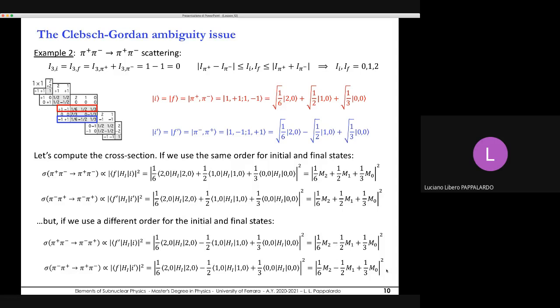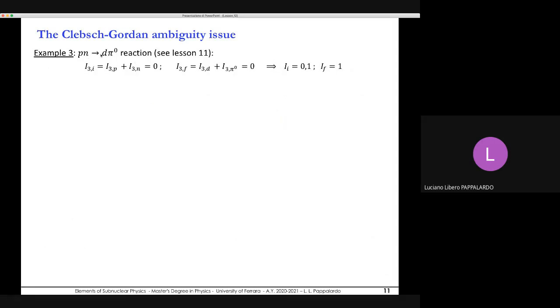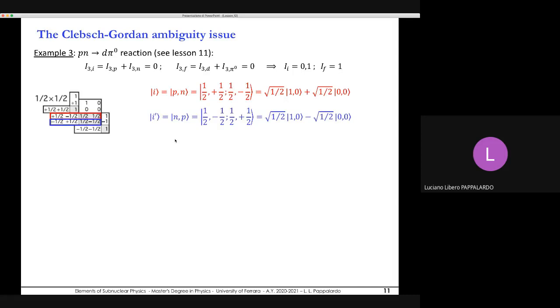What about now other processes, such as a reaction, for instance? So this reaction we already discussed in lesson 11, so you can find it in your notes. So the total isospin third component is 0 for the initial and final state, and then we have 0, 1 for the initial state and 1 for the final state, if you remember. So this is again our table, and again we can write down our states in the way we already showed before for the proton-neutron or neutron-proton case. The final state in this case has one fixed isospin, so it's just 1, 0.